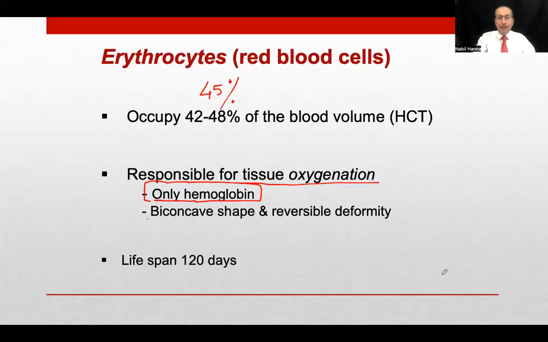Going back to the PowerPoint, the lifespan of red blood cells normally is 120 days. So they keep circulating, doing their function perfectly for 120 days. And after that, when they get older than that, they are destroyed in the spleen. When they pass through the spleen, the macrophages in the spleen will identify the old red blood cells and will phagocytose them and ingest and process their components.